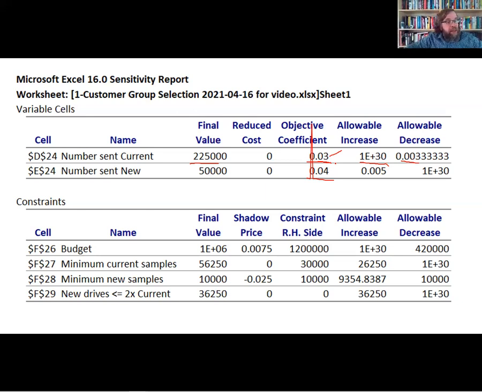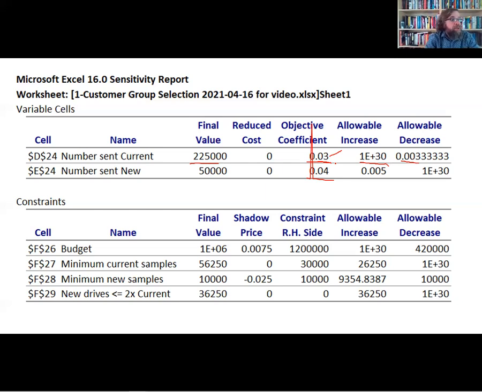So that tells me that I need to make sure that I really feel comfortable with that 3% number. If I'm not really sure, it might be worth doing whatever I can to make sure that I really understand that number correctly. Because if that number is actually, instead of being 0.03, 0.02, the linear program is not giving me the correct answer of what I should do.